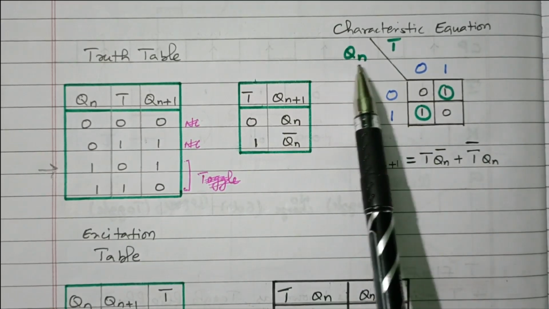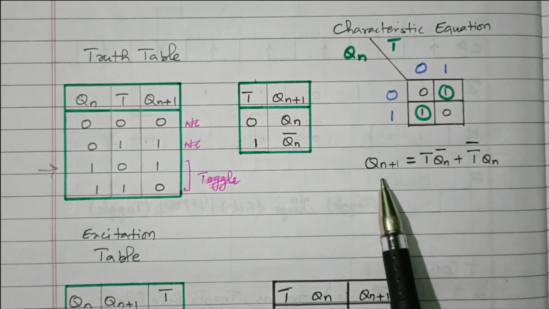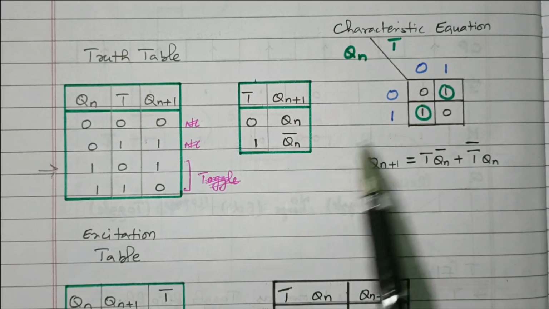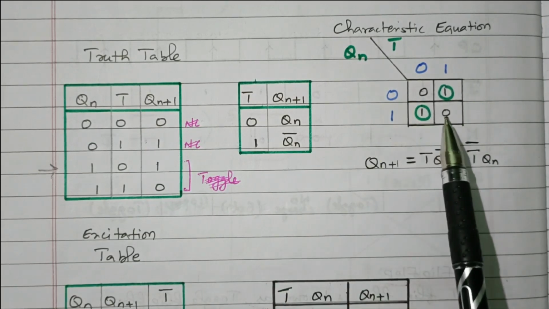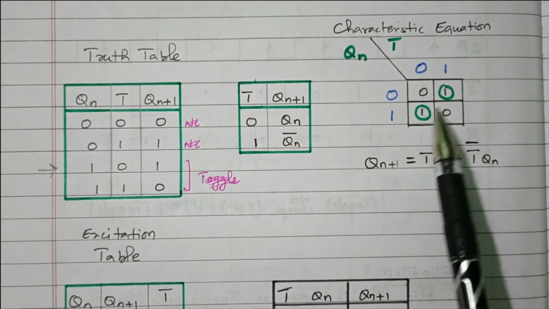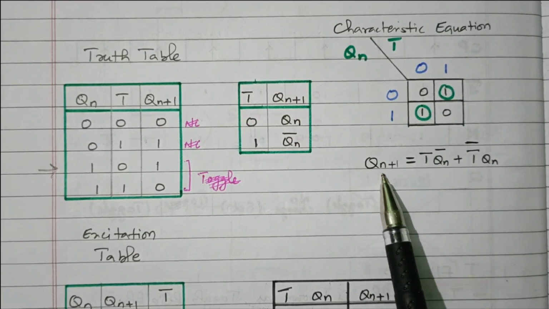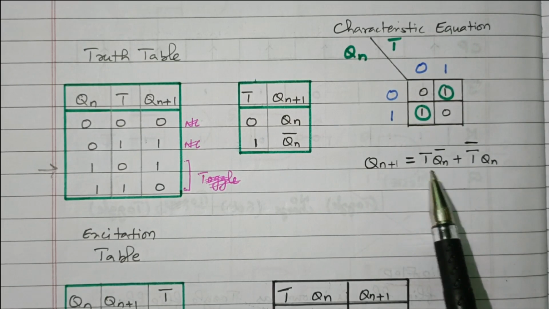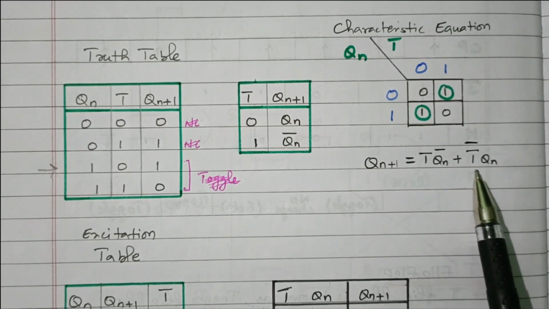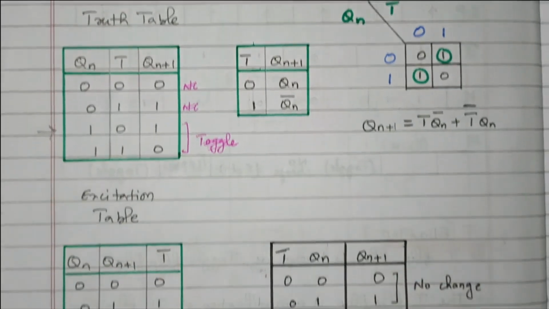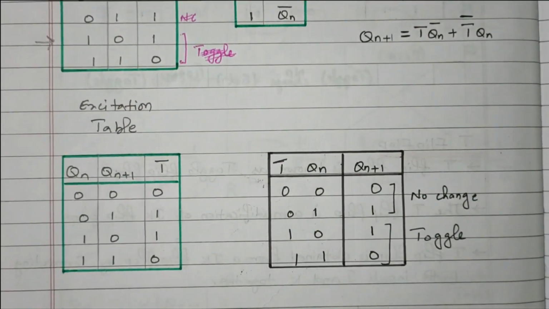Qn is one input, T is another input. From that we can find Qn plus 1. Here 0, 1, 1, 0 is there. So it is 0, 1, 1, 0, so it is not possible to combine. Both are available individually. So the characteristic equation is Qn plus 1 equal to T Qn bar plus T bar Qn.